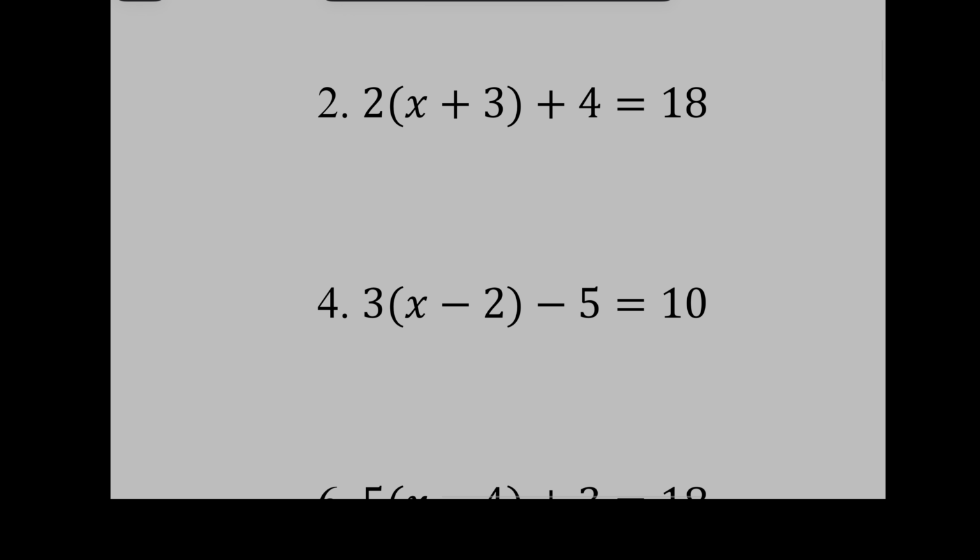So I'm going to take my 2 and I'm going to multiply it by each. Boom and boom. 2 times x is 2x. 2 times positive 3 is positive 6. Plus 4 equals 18. Wow, they put an extra step in here.